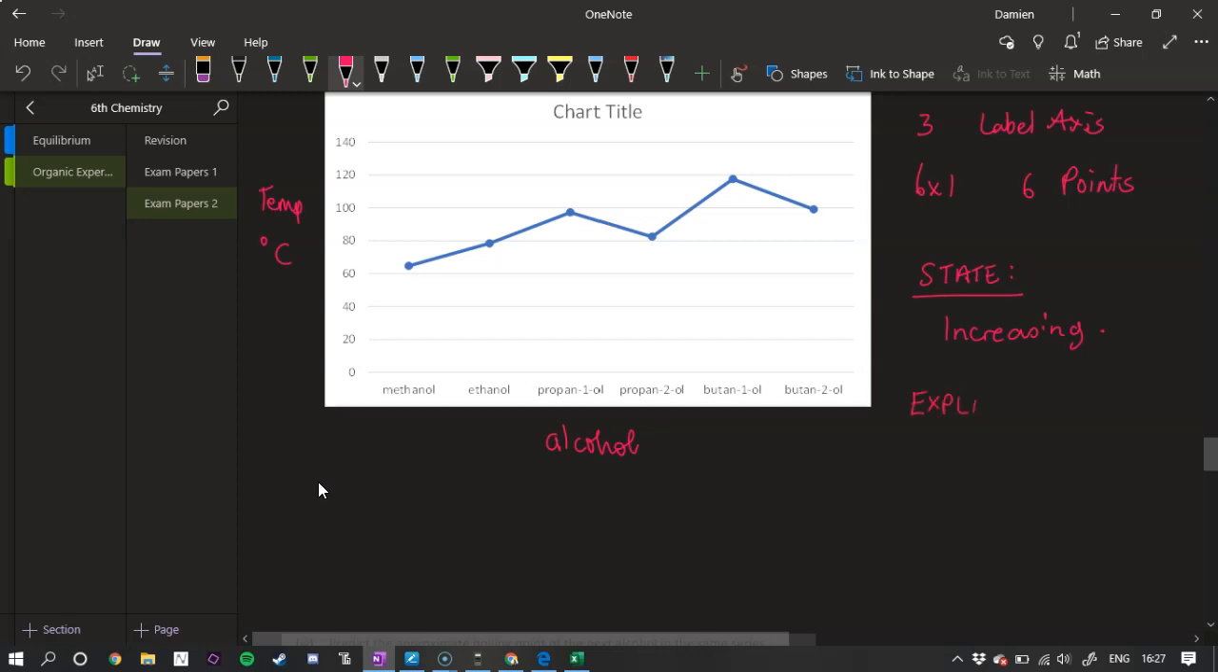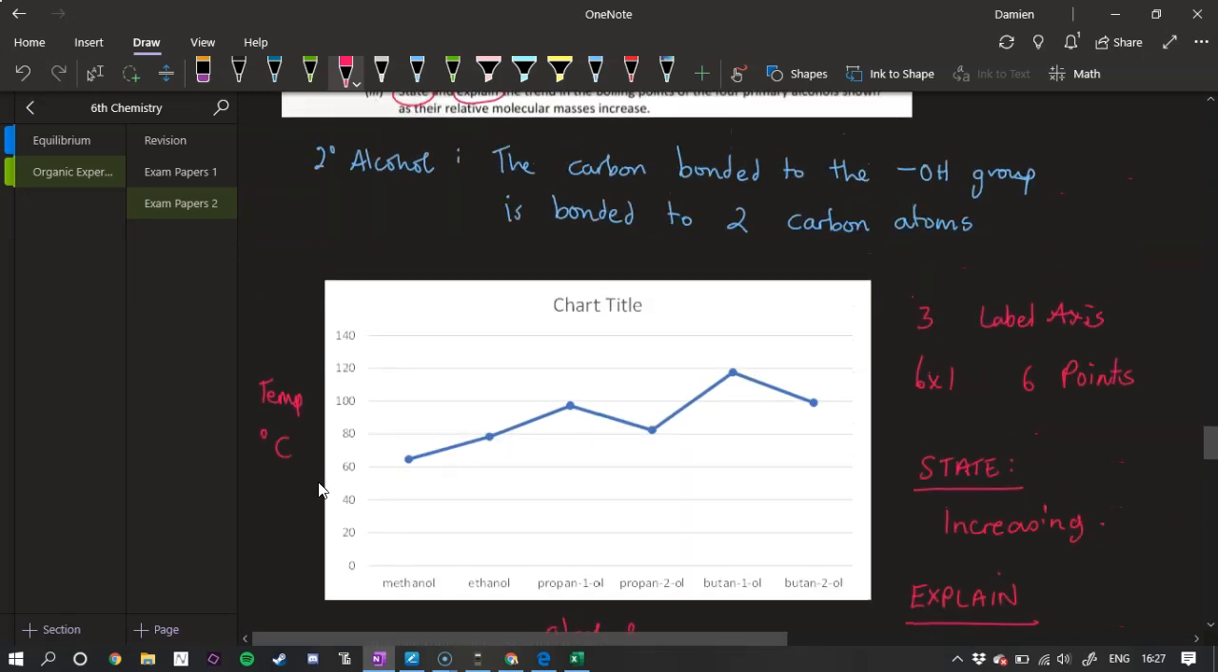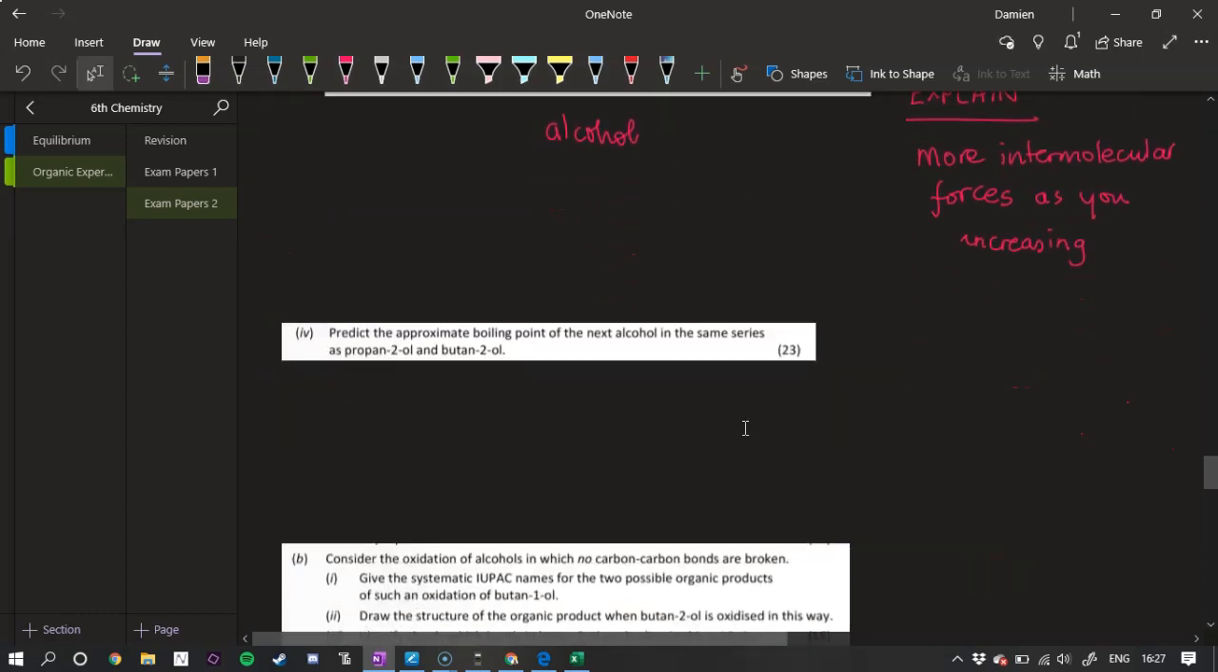And again, what's the explanation? You have to be able to explain why it's increasing. And the explanation means that there's more attractions between the molecules. So there are more intermolecular forces as you increase. Therefore, you need more energy to break the bonds. So that answers that question with the graph.